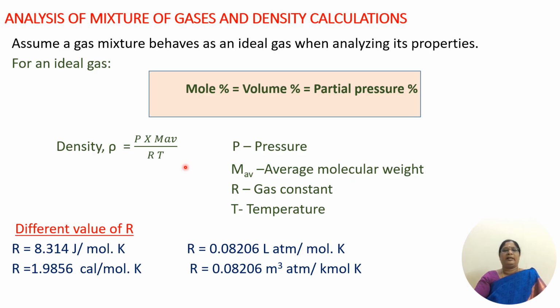R is the gas constant, and T is the temperature in Kelvin. There are different values of R, but the most widely used values in engineering calculations are listed here. R is equal to 8.314 joule per mole Kelvin, or 1.9856 calorie per mole Kelvin. It can be written as 0.08206 liter atm per mole Kelvin, and also 0.08206 meter cube atm per kilomole Kelvin.